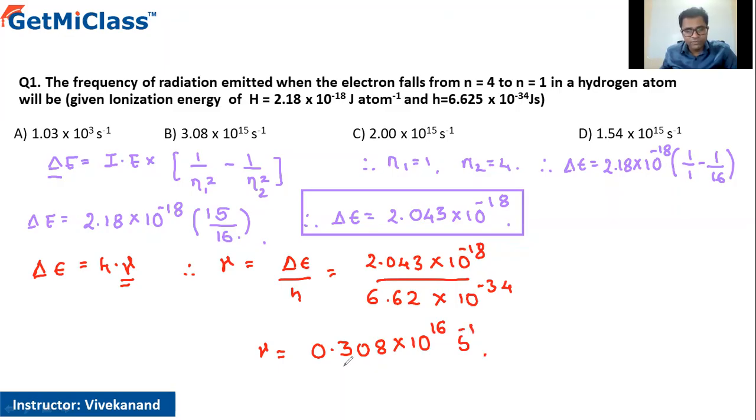So if we just shift this particular decimal, the frequency is going to be equal to 3.08 × 10^15 per second as the answer. So therefore, our answer over here is B, that is 3.08 × 10^15 per second.